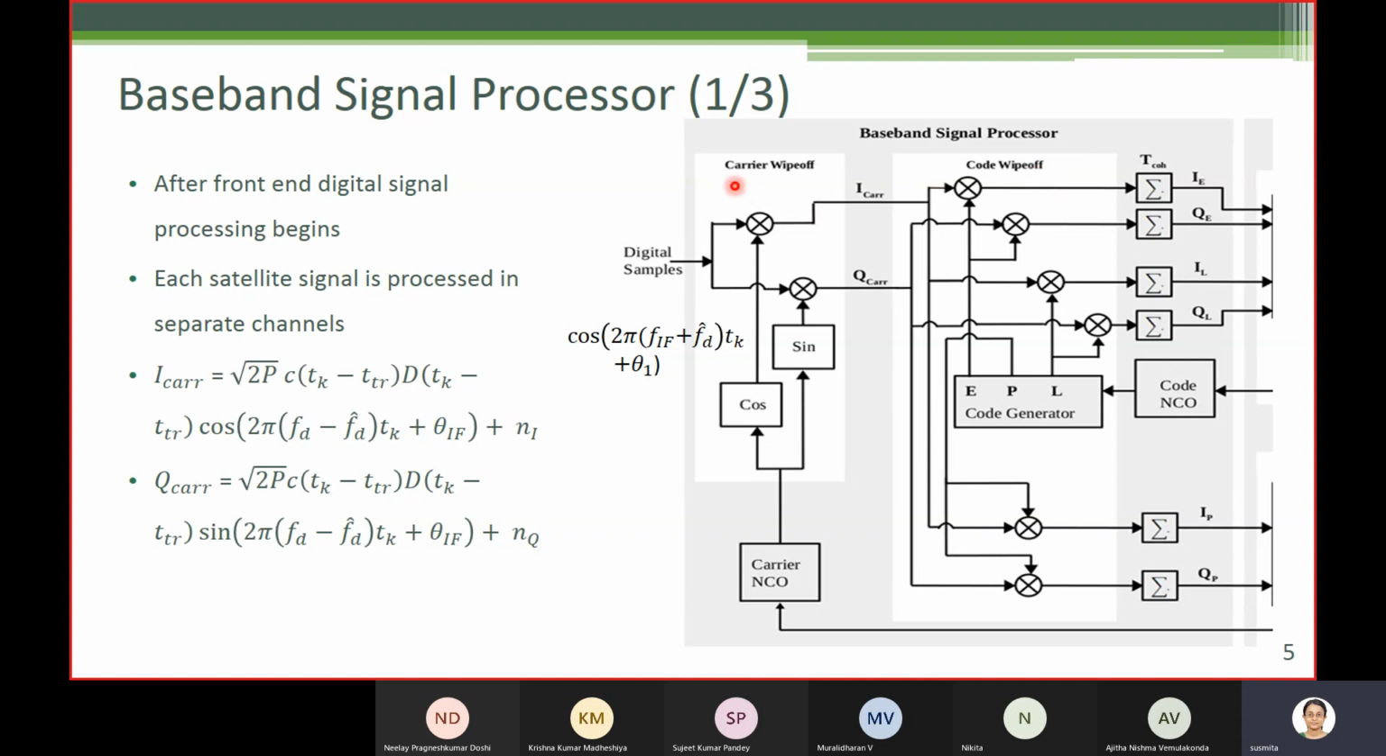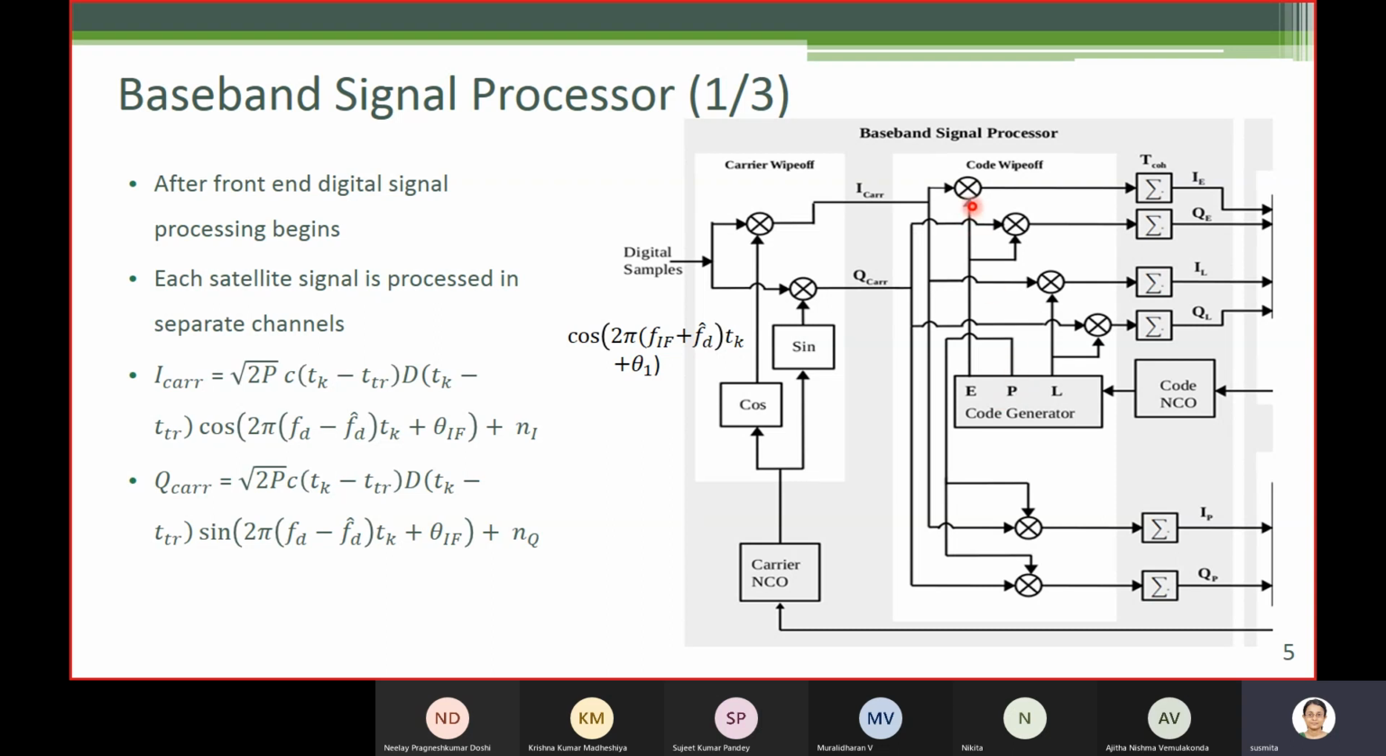Here the carrier was removed. Here the code is removed. Of course in the prompt leg here, if prompt is perfectly aligned with the incoming code, and one of the objectives of the receiver is to perfectly align the prompt code with the incoming code. This is why this phase is called code wipe-off.